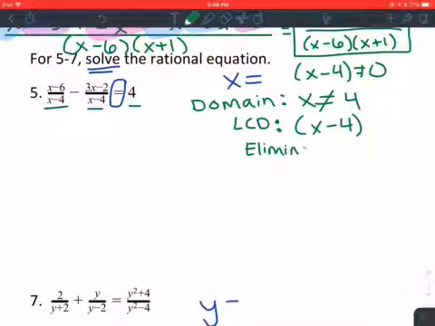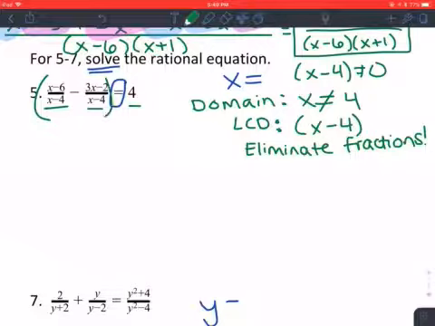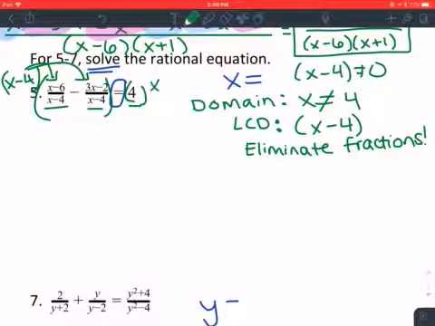So we want to eliminate fractions. Alright, the way that I'm going to do this is multiply both sides of my equation by my LCD. When I multiply the left side times x minus 4, we are going to have to distribute. And then I also need to multiply the right side. In this case, I don't need to multiply numerators and denominators, because mathematically, as long as I multiply on both sides of the equal sign, I'm covered.